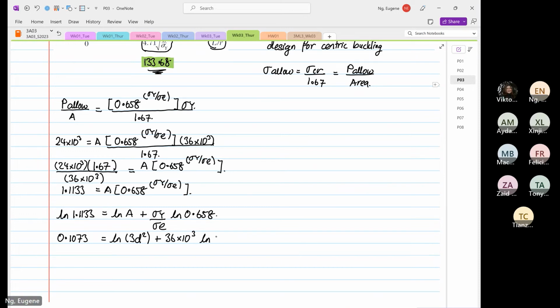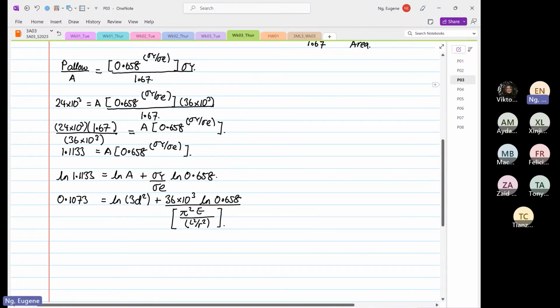ln 0.658, and then divide by stress E. So stress E is equal to what? Pi squared E, divided by L squared over R squared. Okay, some of you may say that this is a mathematical mess. It seems like it, but it's not impossible to solve. I hope so. It's not impossible to solve.